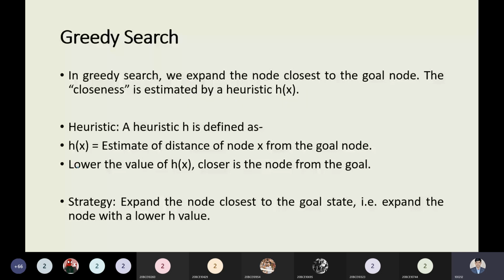So what is the parameter? What is the property you are using? That is closeness. In the exam, I can ask a very different kind of question in a different way. What kind of parameter do we have to use in greedy search? So you have to keep in mind the closeness.